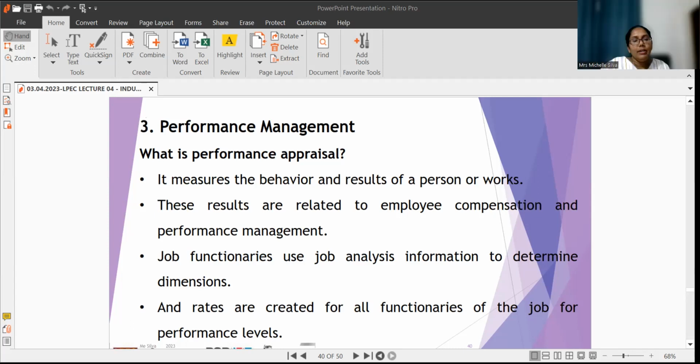Basically, in performance management, what industrial psychologists do frequently is they are the people who decide the performance criteria, plus they are the people who decide the rating scale.